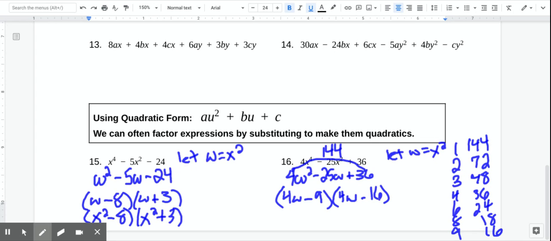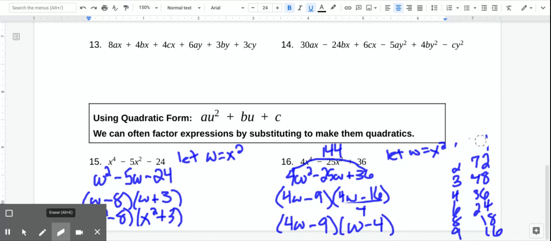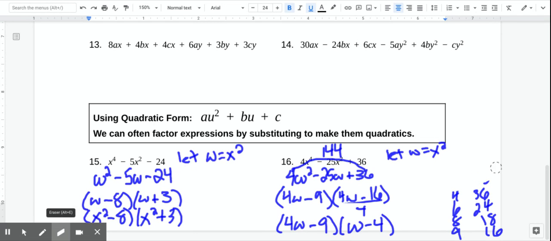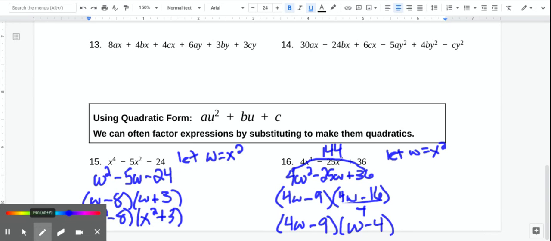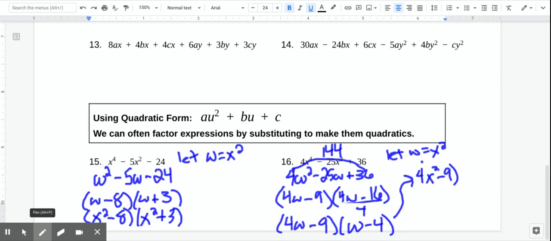All right, and then we had too many 4s, so we have to divide. Finally, this factors into 4w minus 9 and w minus 4. Now remember, this was not a w problem. It was really an x squared problem, so we substitute back in, and we get 4x squared minus 9 and x squared minus 4.